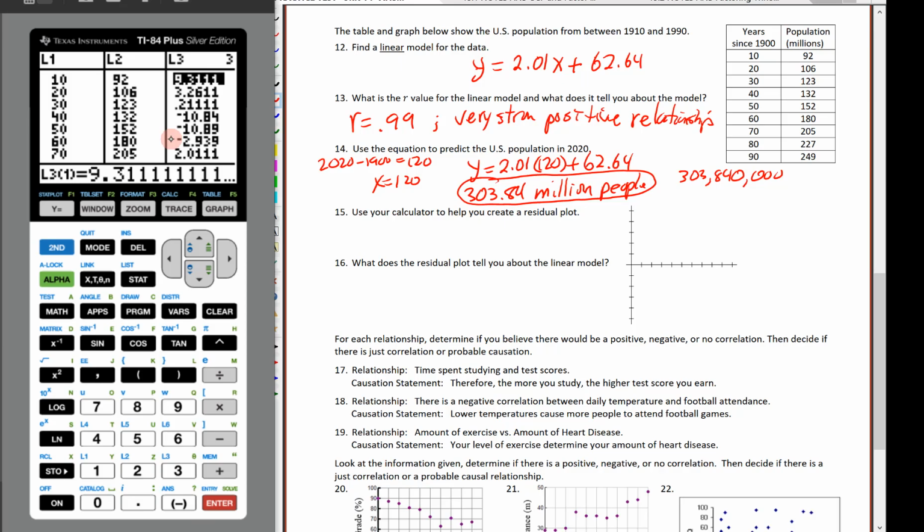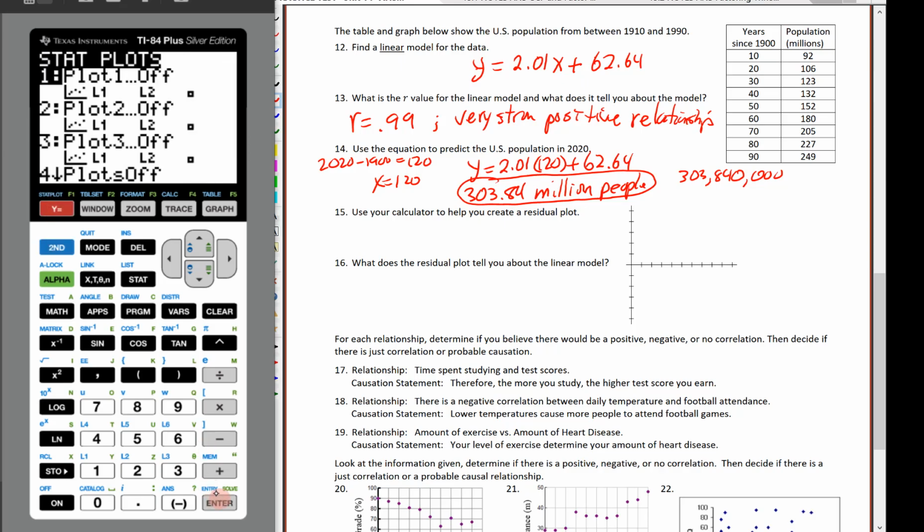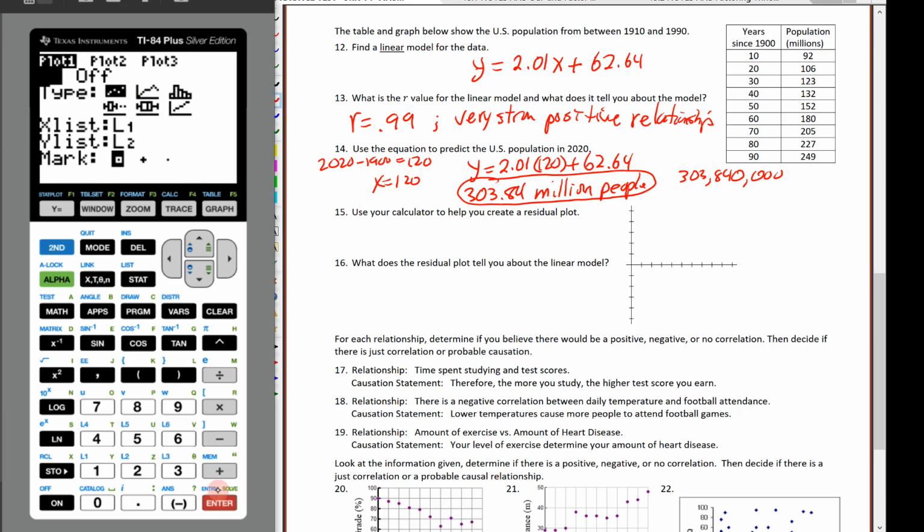Now I'm going to come back over here, and we're going to make a scatter plot, and we're going to talk about a couple different ways that we can do this. So I'm going to hit second and y equals. We'll do a scatter plot. I'm going to turn this on. Number 1 is the scatter plot. Now remember, we use the same X list as if we were to make a scatter plot of this data right here with years and the population in millions. We do L1 and L2. So this would be the X and this would be the Y.